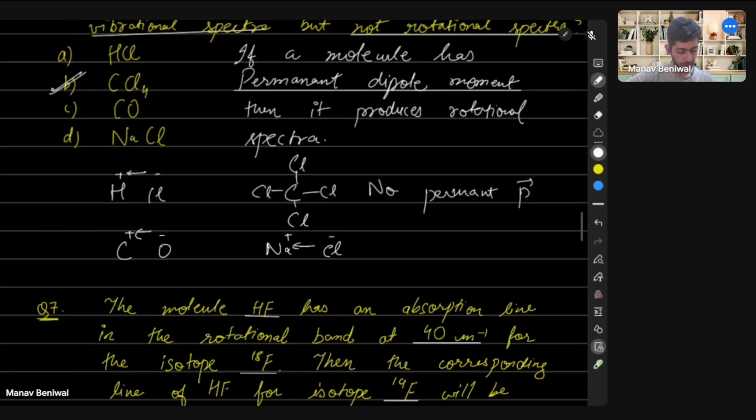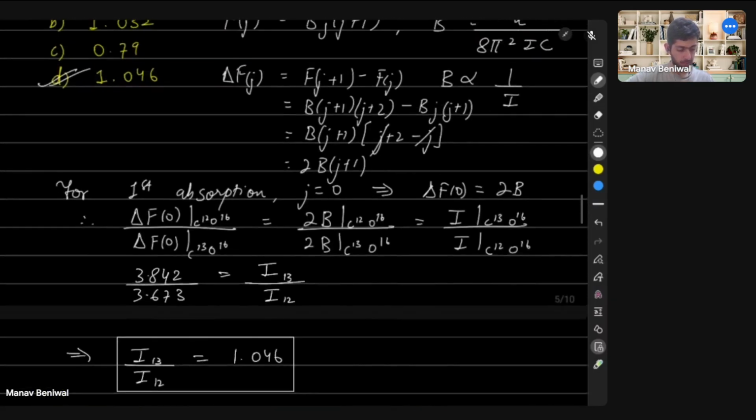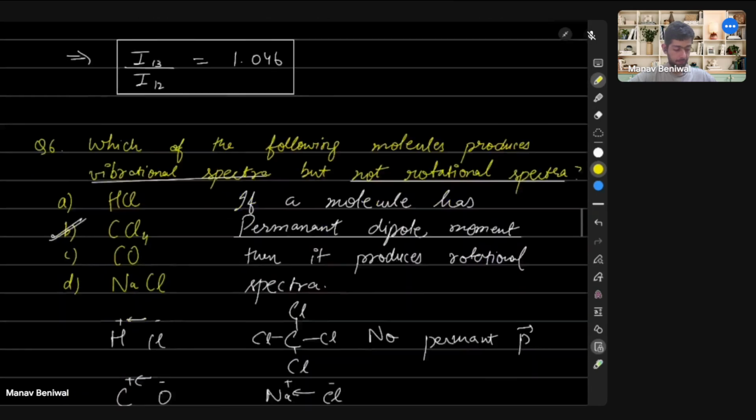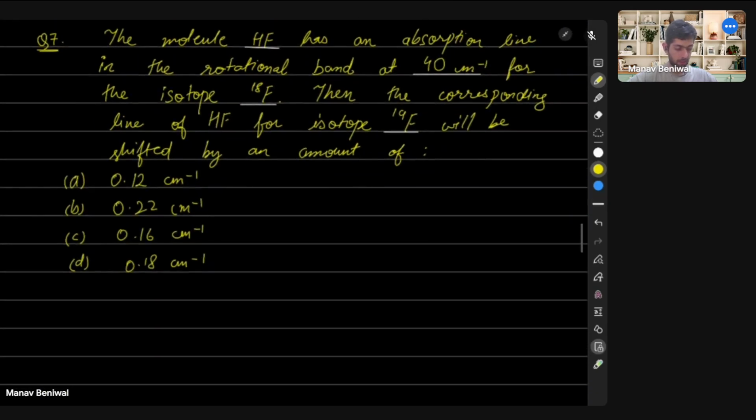Okay, so in the last problem, we got this one equation that delta F0 is simply equal to 2b. So here we can write 2b1 is 40 centimeters inverse, or b1 is simply 20 centimeter inverse.